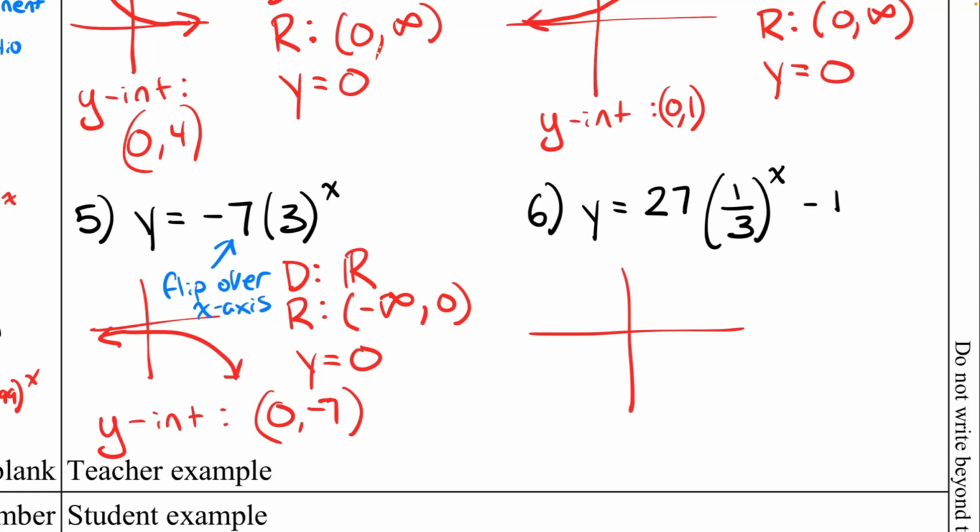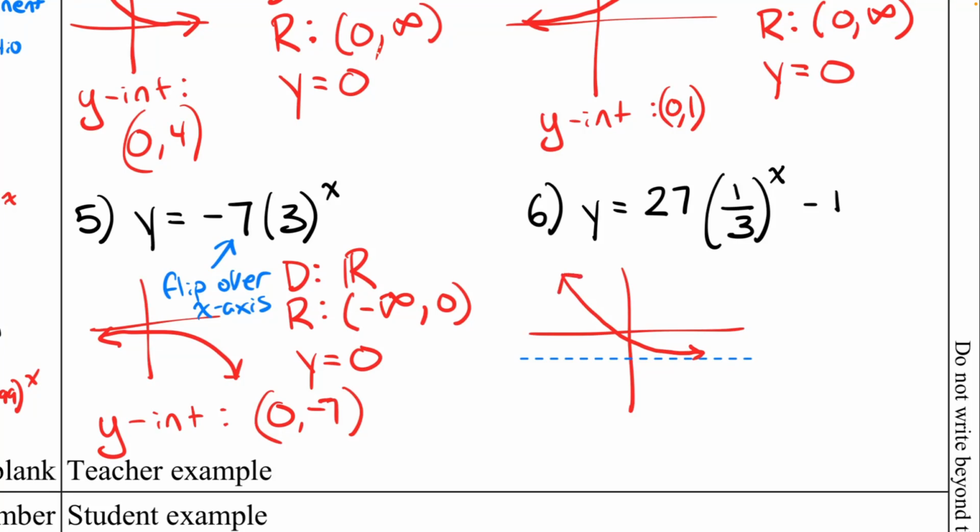So watch this. The asymptote used to be this value right here. That is no longer the asymptote. The asymptote also got shifted down 1. There's the asymptote now, and you have an exponential decay function that looks like this. Oh, I didn't mean to do a dashed line. Let's do a solid line.